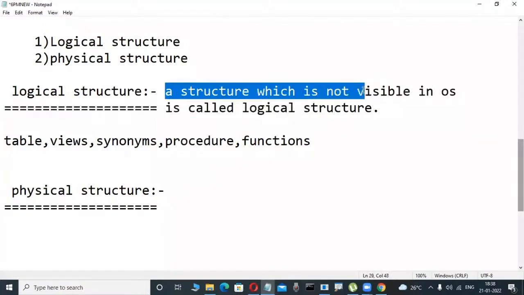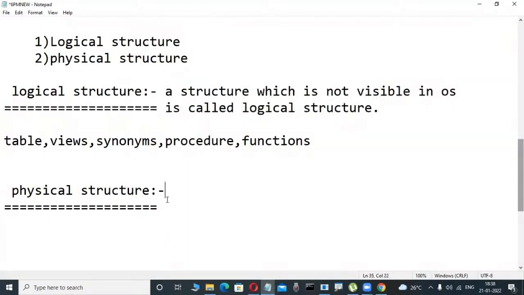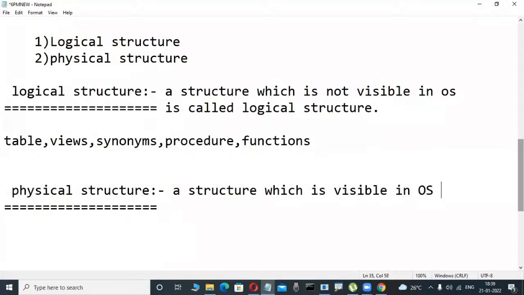A structure which is visible in the operating system. So now here, don't write it, observe it here. A structure which is visible in the operating system, in the OS, is called a physical structure.